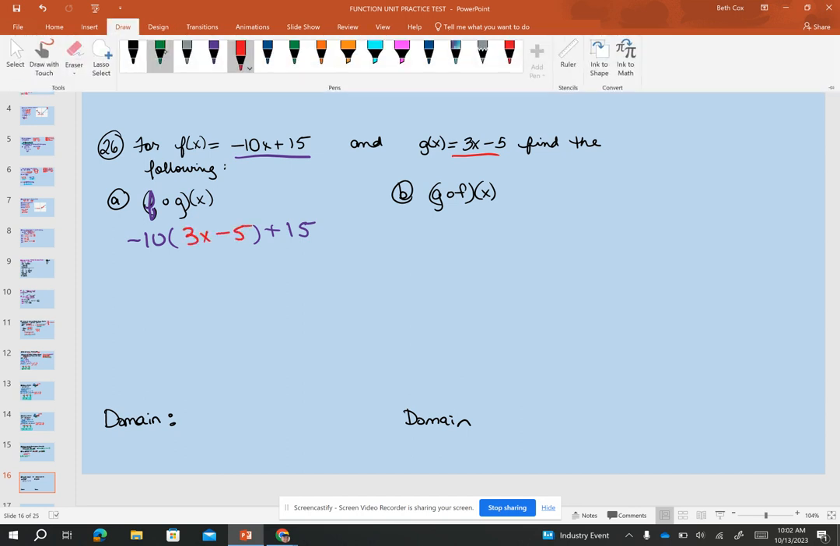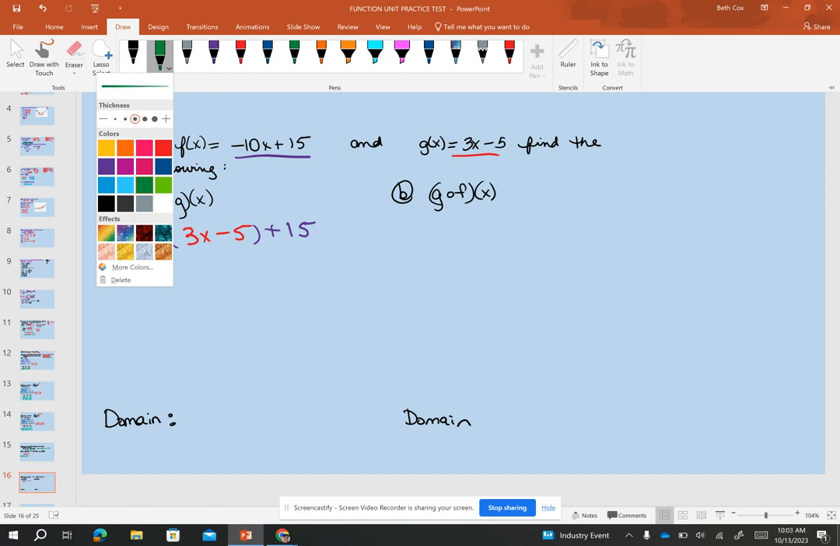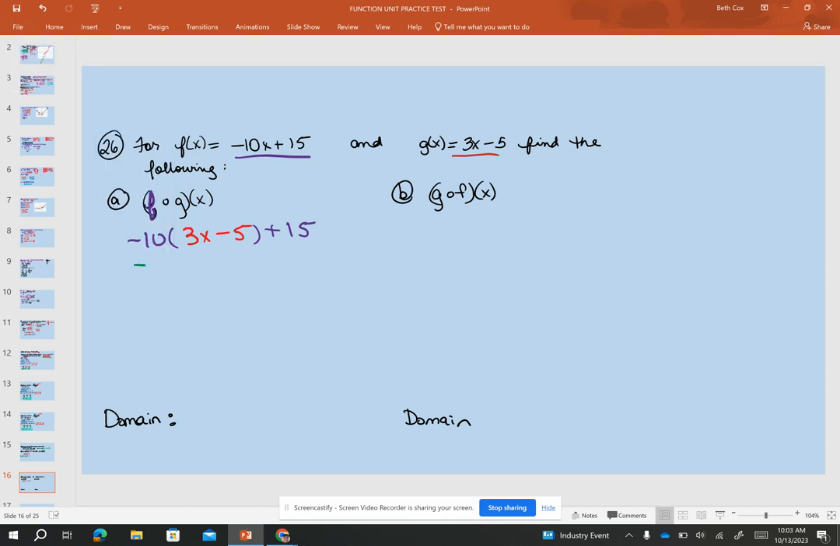Then we just do whatever simplification we can do, and we're going to distribute the -10, and we get -30x plus 50 plus 15. Let me check my signs. So, when you go too fast, you make mistakes. And then I have -30x plus 65, and that is my f composed with g. That's my answer for the first part.